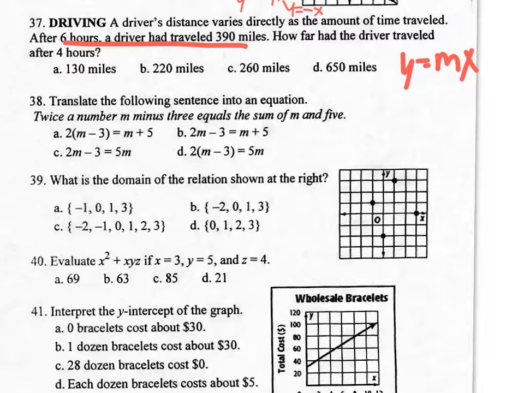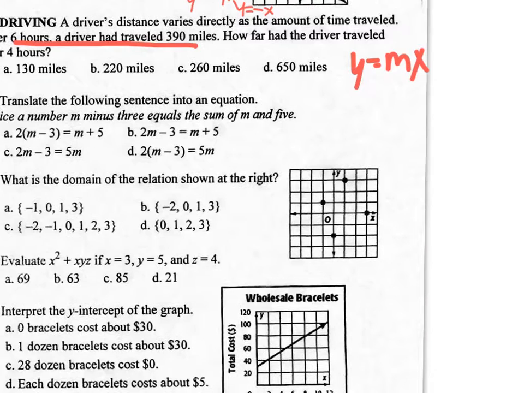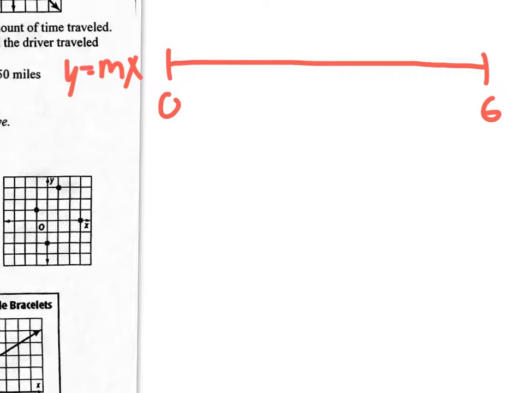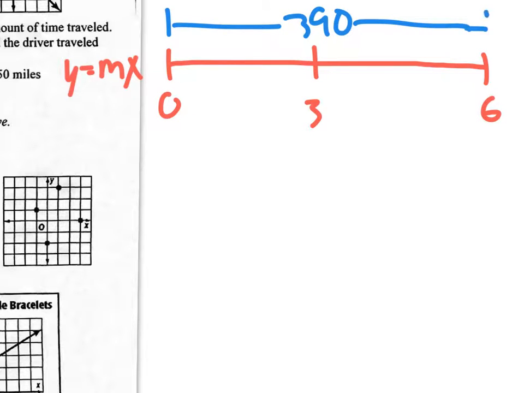So we have an idea on how to chop this up. The bottom line is, if the car traveled 6 hours, let me go over here to the side, in one direction at a consistent pace, this is 0 hours, 6 hours, and right here in the middle it would be 3 hours, right? The total distance was 390 miles from 0 hours all the way to 6 hours. So 6 hours later, he's 390 miles away.